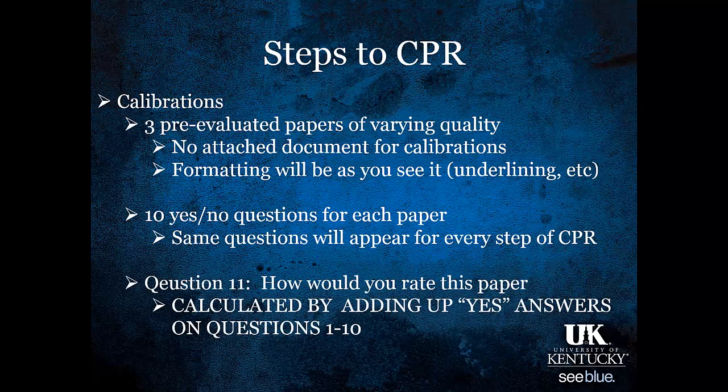Question 11 is always going to be, how would you rate this paper? And in the biology courses at least, question 11 will always be calculated by adding up the number of yes answers on questions 1 through 10. Be sure to go back and double and triple check yourself, because many people have lost points due to lack of ability to count.